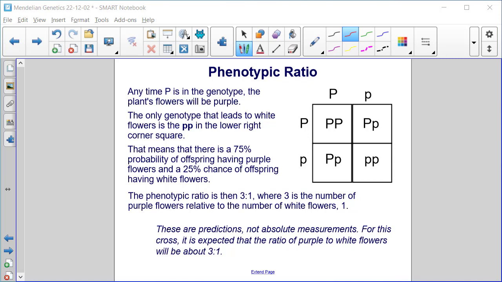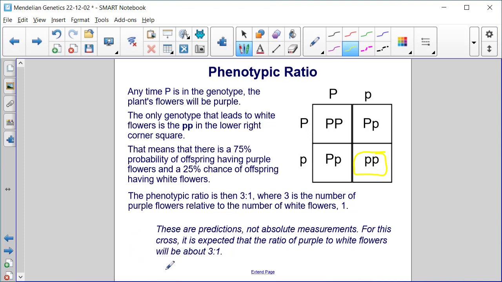Anytime capital P is in the genotype, the plant's flowers will be purple. The only genotype that leads to white flowers is the homozygous recessive lowercase p that we see right here. That means that there is a 75% probability of offspring having purple flowers and a 25% chance of offspring having white flowers. The phenotypic ratio then is 3 to 1, where 3 is the number of purple flowers relative to the number of white flowers, 1.